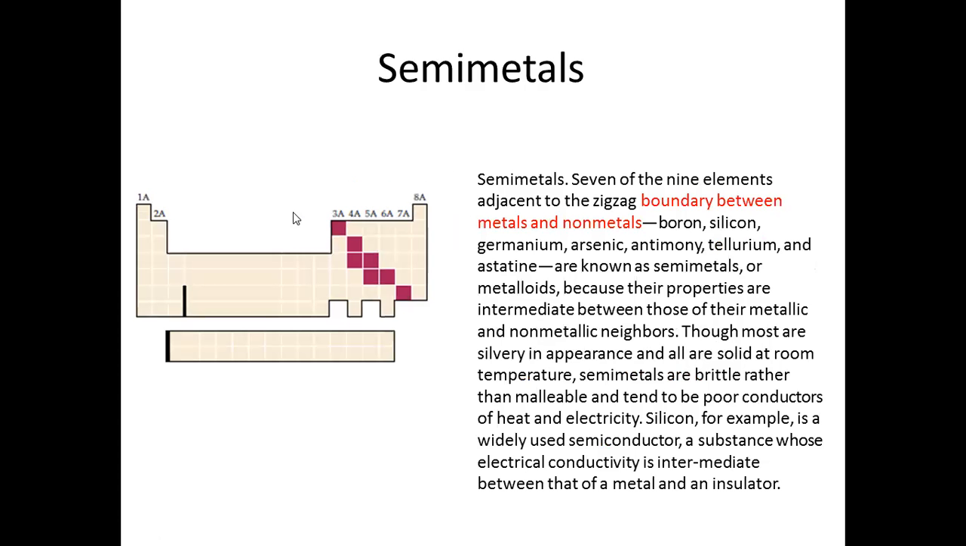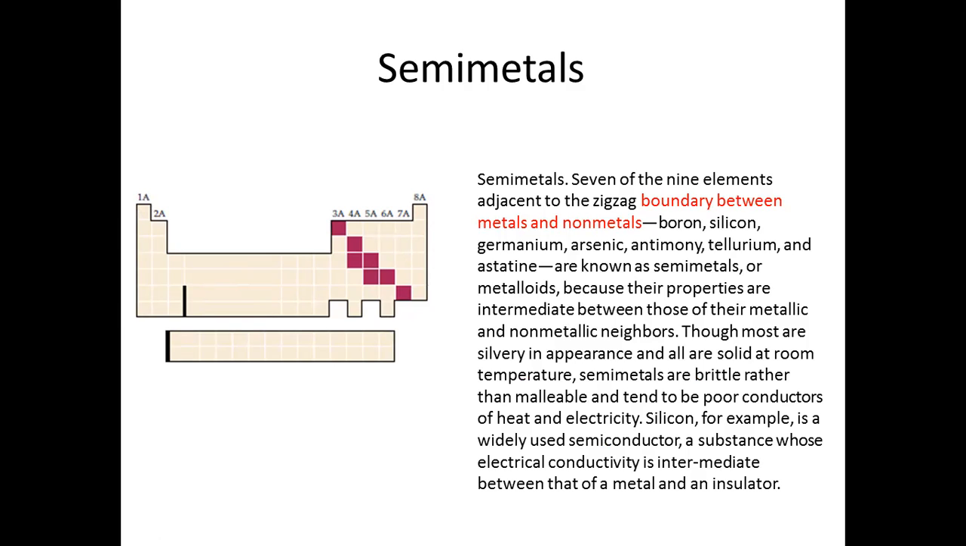So the third one is the semi-metal. This is the transition between the metals and the non-metals. Actually, it is the boundary between them. All these from here to here are the metals, and these are the non-metals, and in between, the metals and the non-metals are called the semi-metals. So this is the third classification of the elements according to their properties: metal, non-metal and semi-metal.